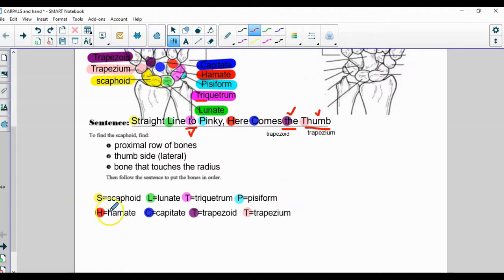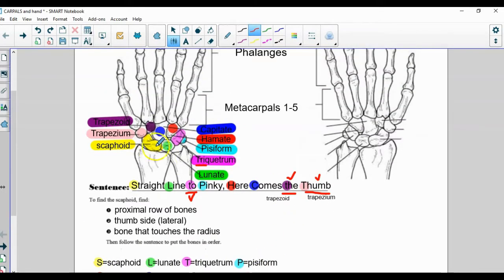So now that you have that helpful sentence, the hardest part is going to be remembering these words here. So again, we want to find the scaphoid to start because that's our first word in the sentence. And in order to find that, we're going to stay on the proximal row of bones, over towards the thumb side, and this bone must touch the radius. Don't rely on the shape because some diagrams, some images don't give you this kidney bean type of shape. So find the position no matter which way the hand is facing, it'll be the same.